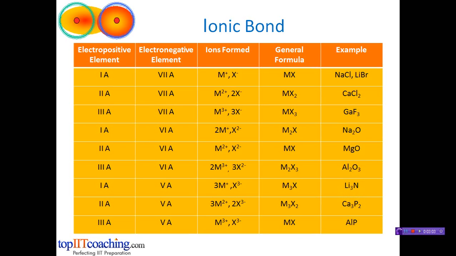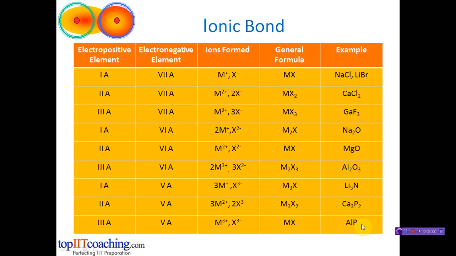Next example, lithium nitride, Li3N, in which lithium belongs to group 1A and nitrogen to group 5A. Lithium will form Li+ ion and nitrogen will form N3- ion, and together they form Li3N. Similarly, the next example, Ca3P2, in which Ca belonging to group 2A will form Ca2+ ion, and phosphorus belonging to group 5A will form P3- ion. 3 Ca2+ ions and 2 P3- ions combine to form Ca3P2.